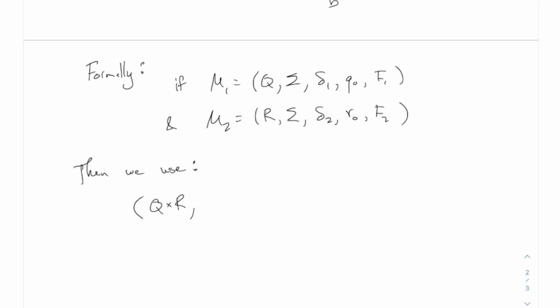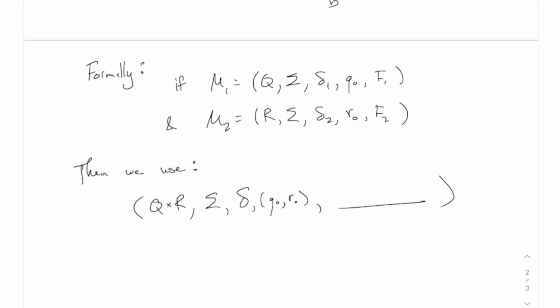That means the set of states in my new machine is the set of all pairs from the two original machines. The alphabet is the same alphabet. The delta is a combination of the previous two deltas in the same way that we said last time. I don't think we need to get into that again. The starting state, again, is the pair Q0, R0. And this is the interesting part. What goes here is the set of accepting states.